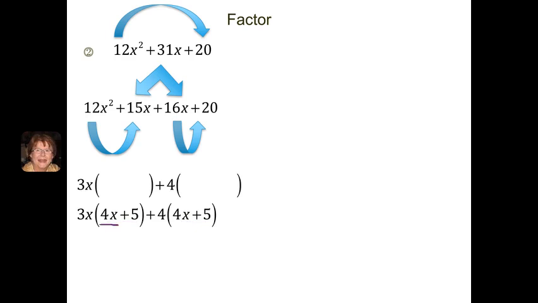Now we know what our factors are. We've got a common factor of 4x plus 5. We divide 4x plus 5 into each of those terms, and that gives to us 3x plus 4. Go ahead, practice your FOIL and verify that we have the correct factors.